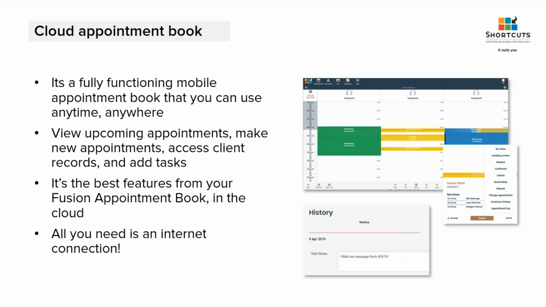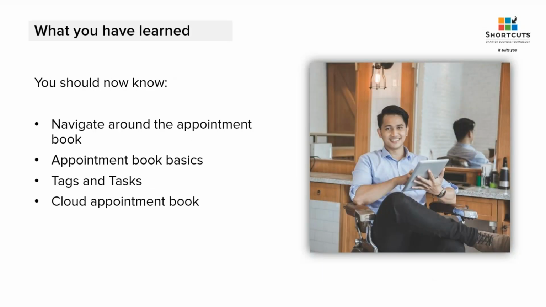So you can have a tablet between every employee station, and if somebody needs to move things around, they can do that. They don't have to bother the receptionist or go to the front desk. So of course, you just need an internet connection and some sort of mobile device. It could be a tablet, it could be a phone to access this cloud appointment book. So you should now know some of the basics in this Shortcuts point of sale appointment book. How to work with making appointments, adding customers, working with tags and tasks, and even a little bit about the cloud appointment book.